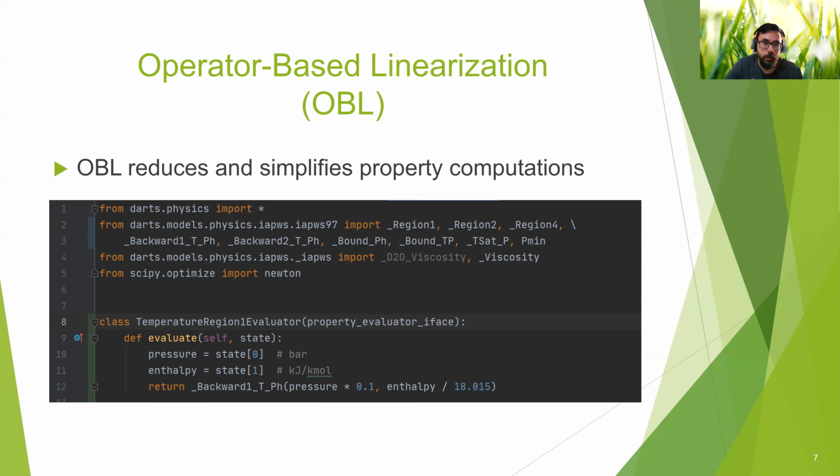So this class computes the temperature. We need to derive it from a certain interface and overload one single function, evaluate, which receives a single parameter of state. The first element of state is pressure in bars. The second is enthalpy in kilojoules per kilomole. We convert these units into appropriate units and call the backward one TPH routine from the IAPWS-97 library directly.